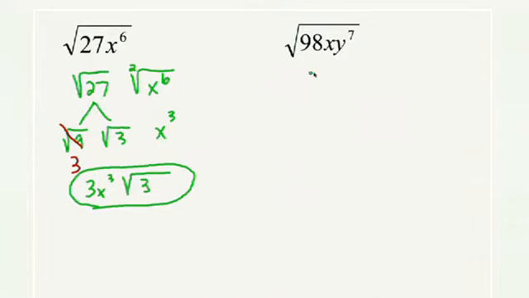Absolutely. Okay, our next problem, same principles here. We're first going to separate these into two radicals, the square root of 98 and then the square root of x, y to the 7th. Now, a little bit more challenging on both ends of this. As far as the 98 goes, if you look real close, you will find that the square root of 98 is divisible by 49.